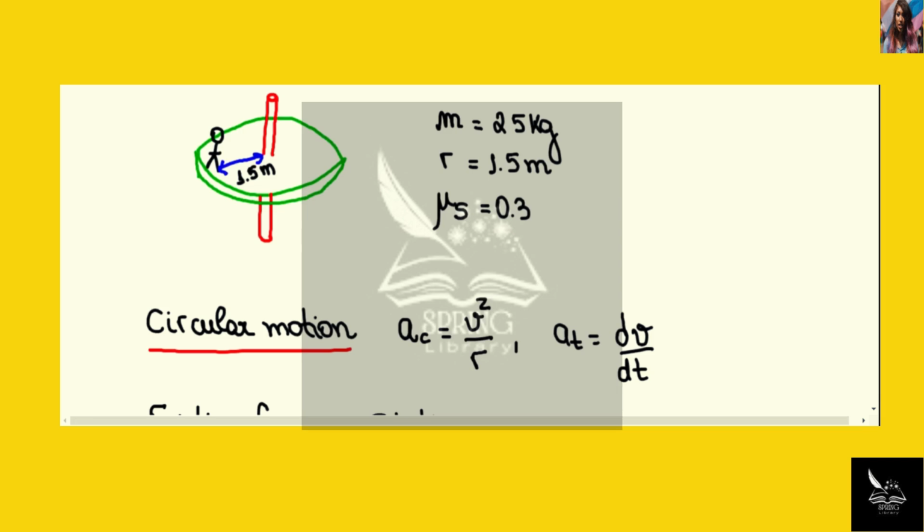So what we have is a girl that is on the edge of a merry-go-round. The girl has a mass of 25 kilograms, and the merry-go-round has a radius of 1.5 meters. And we also know that the coefficient of static friction between the girl and the merry-go-round is 0.3. And our goal is to find what is the maximum speed of the girl such that she doesn't slip on the merry-go-round.